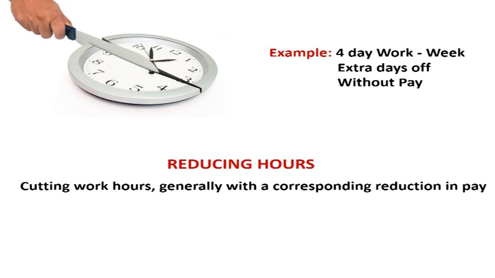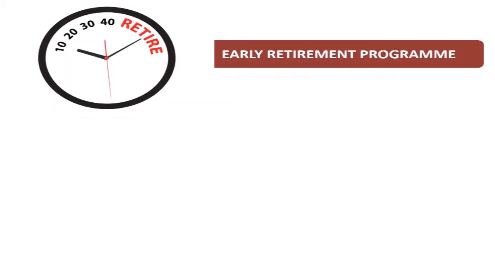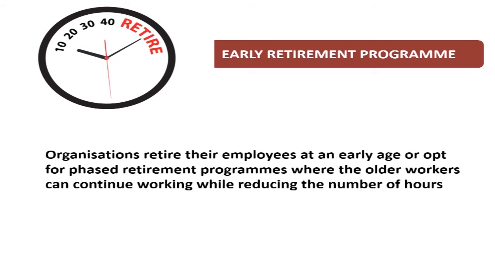Another popular way to reduce labor surplus is with an early retirement program. Some organizations even offer phased retirement programs where the older workers can continue working while reducing the number of hours. Well, this also gives a psychological benefit of easing into retirement.